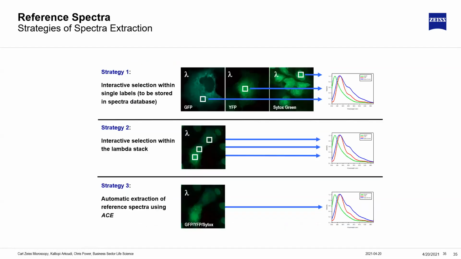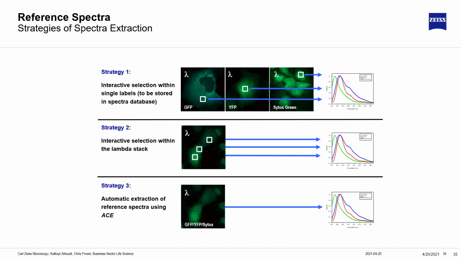So how does the software know what curves to use in order to pick out our proteins out of the combined spectrum? There are actually three ways to do it. The first way is to use an interactive selection within single labels. What that means is that you have some sort of reference dyes. You load into the software some pre-selected spectra that you know are the pure spectra of your protein.